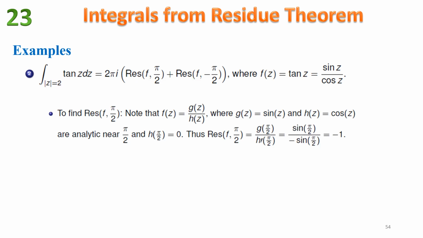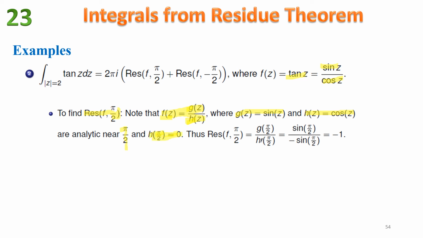Now find the residue of the function at pi by 2. We can employ the earlier remark that it can be expressed as a ratio of two functions. f of z is the quotient of g upon h. So here we have identified that form. So g of z is equal to sin z and h of z is equal to cos z, and it is analytic near pi by 2, and h of pi by 2 is equal to 0.